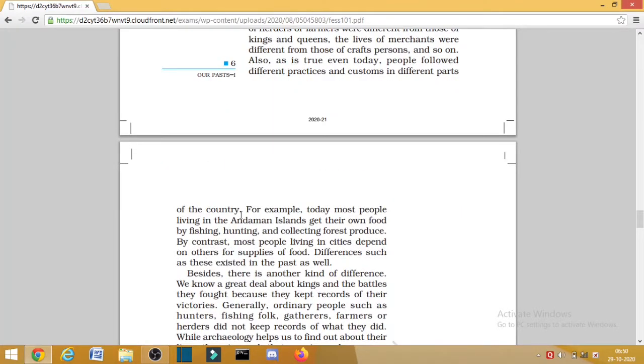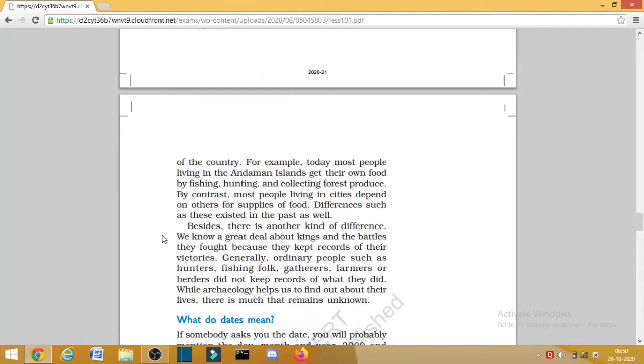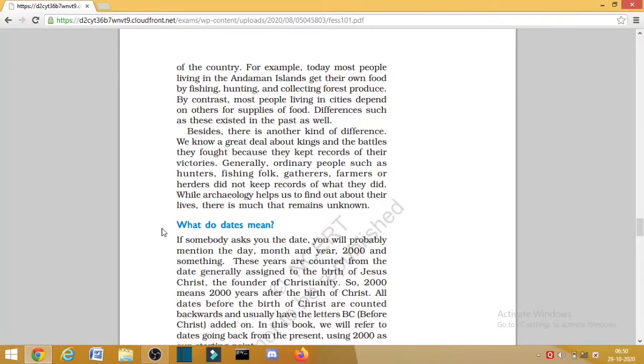Also, it is true even today, people follow different practices and customs in different parts of the country. For example, today most people living in Andaman Islands get their own food by fishing, hunting, and collecting forest produce. They survive and earn their livelihood by this fishing, hunting, and collecting.